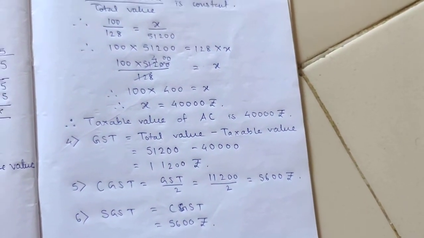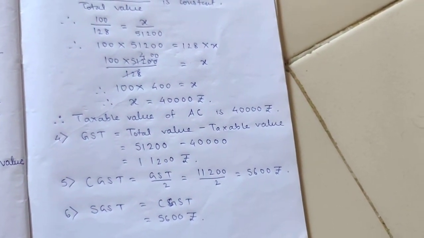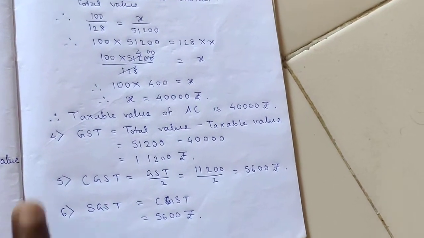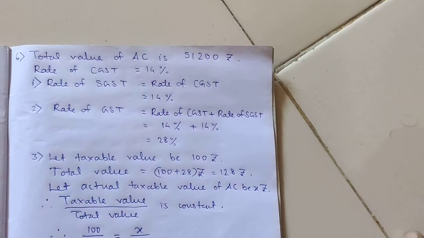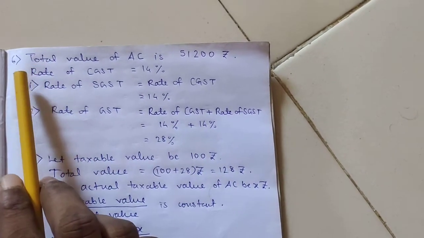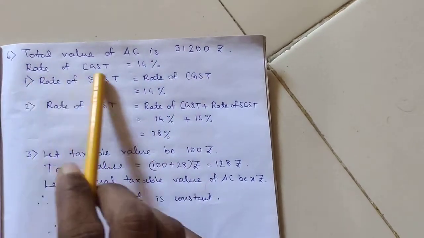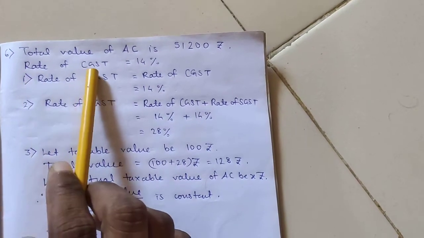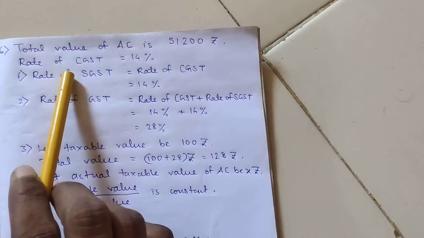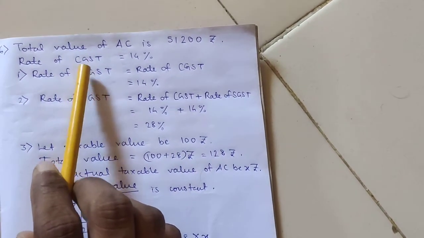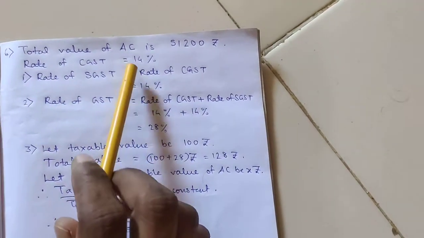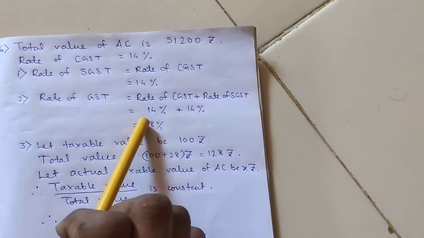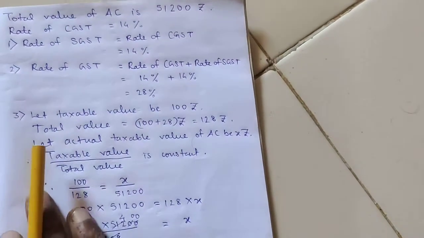So in this case we have done the same process as we did in the fifth one. So let me quickly revise it. See, the first thing is what we have written, what is given to us, that is the total value of the AC and the rate of CGST. Since you know the rate of CGST is nothing but the rate of SGST, both are the same, and the rate of GST is double of that, so from 14 you will get 28. Then we want to calculate the taxable value.